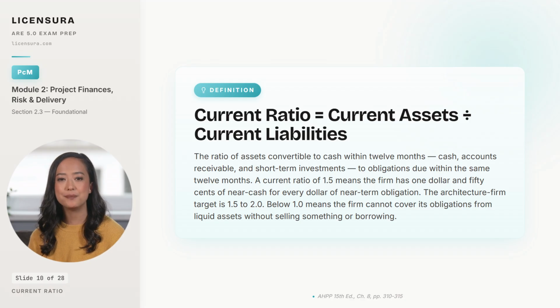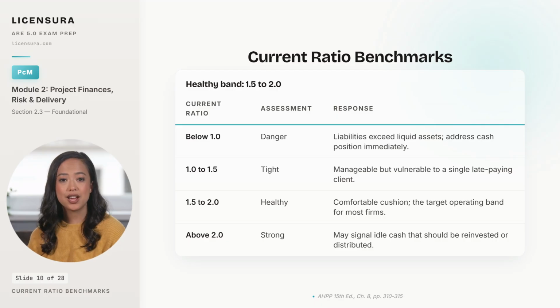The benchmark grid maps your ratio to a specific diagnostic and an appropriate response. Below 1.0 is the danger band. The firm's near-term liabilities exceed its near-term liquid assets, and the imbalance has to be addressed before any operational decision can be made cleanly. 1 to 1.5 is the tight band. The firm is solvent on paper, but a single major client paying late can push it underwater, so a tight ratio demands aggressive collection discipline.